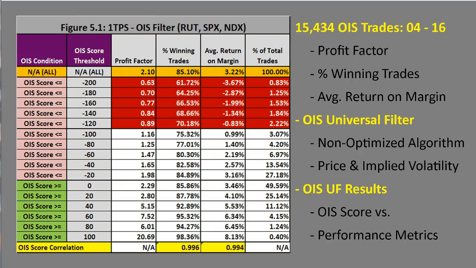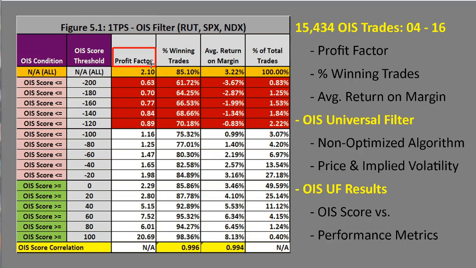The results were derived from 15,434 managed OIS trades on 3 different equity indices: the RUT, the Russell 2000, the SPX, the S&P 500, and the NDX, the NASDAQ, from early 2004 through early 2016. 3 different performance metrics were included for every backtest. The first, profit factor, represents the ratio of cumulative gains to cumulative losses.